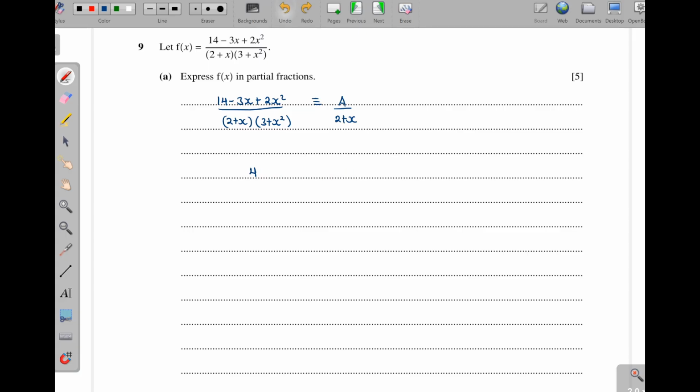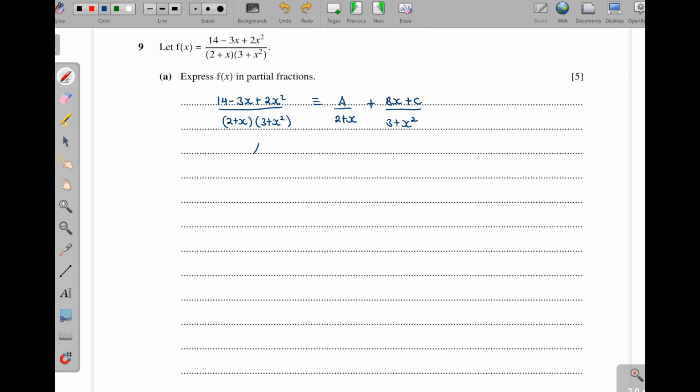This is a non-factorizable quadratic factor, so we shall have here bx plus c out of 3 plus x squared. Then we need to get one fraction from here. To get one fraction, we get the common denominator by multiplying these two. When we multiply these two, we actually get exactly what is here, not so? Now this is the common denominator, so divide by this one. That means this 2 plus x is going to cancel with this one, and you remain with this, which you will multiply with the A, not so?